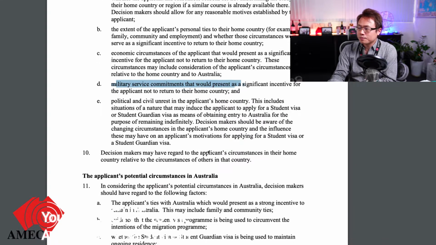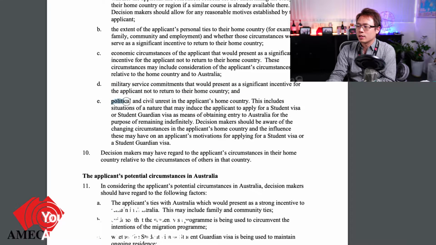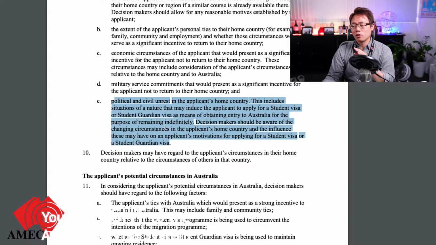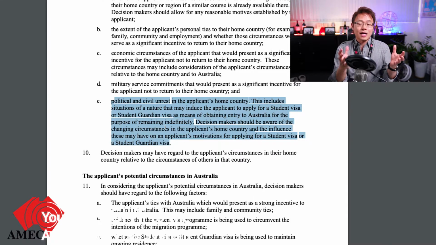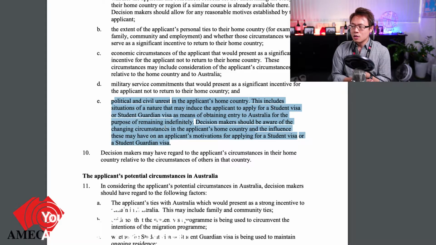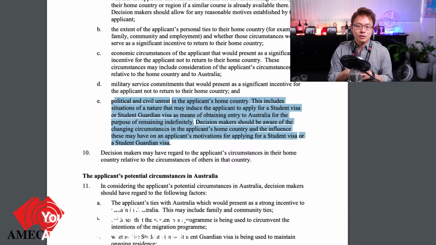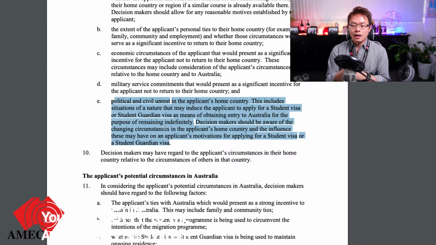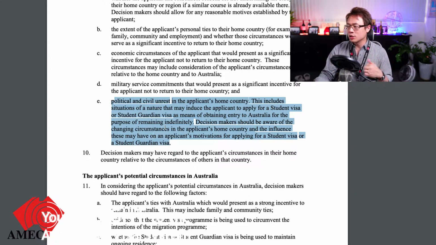Now, a lot of people do get into this situation where there's political civil unrest in your home country, and you are basically using a student visa to actually get away from your home country. Again, that doesn't meet the criteria as you're not a genuine student. So if that is the case, you will probably consider a protection visa rather than a student visa. They don't want people to come using a student visa to have other kinds of intentions to migrate to Australia.